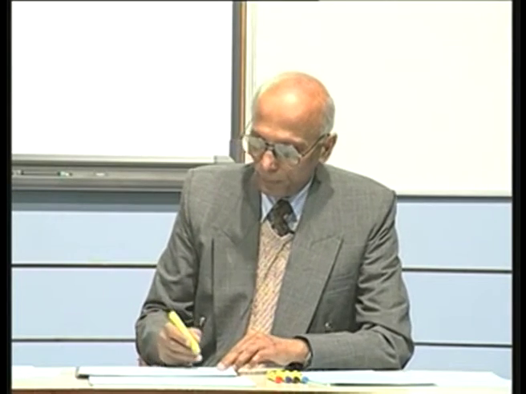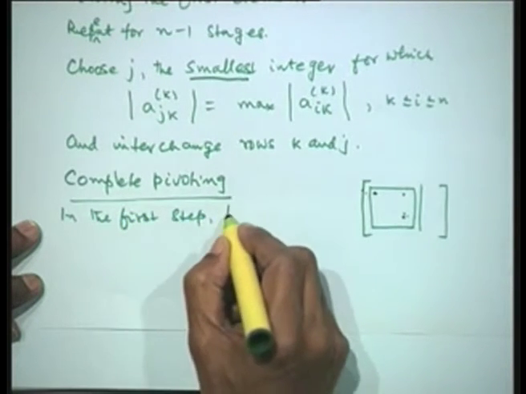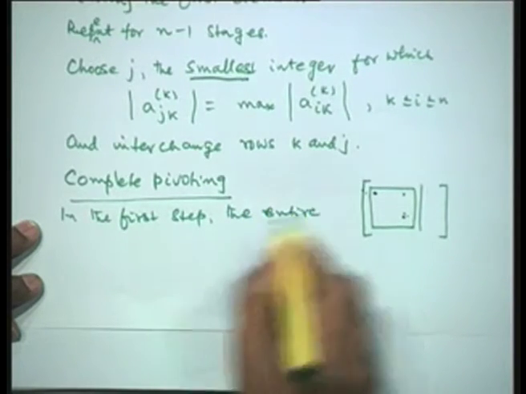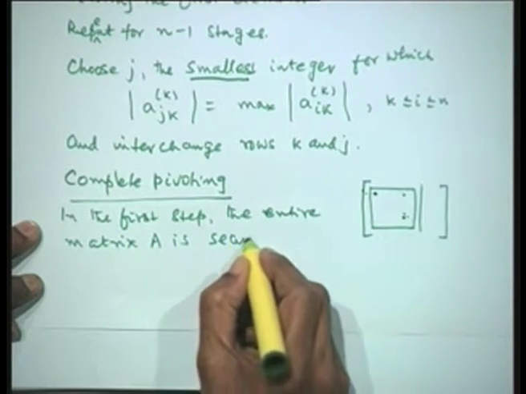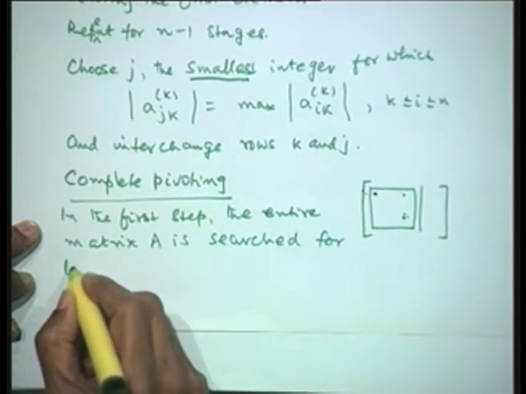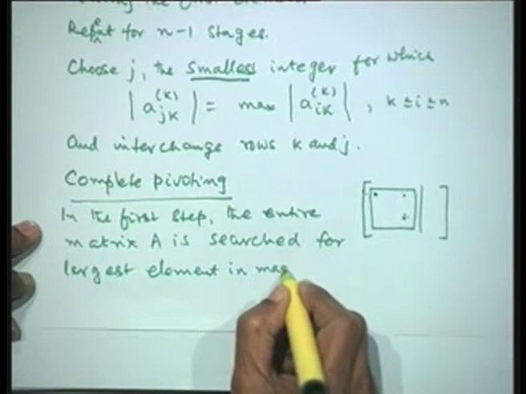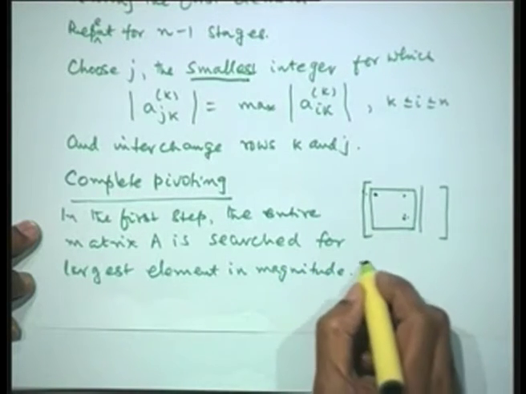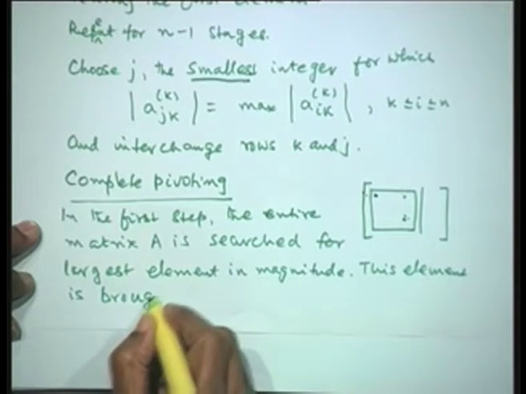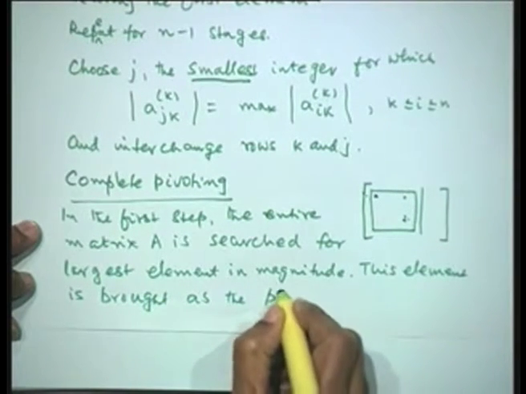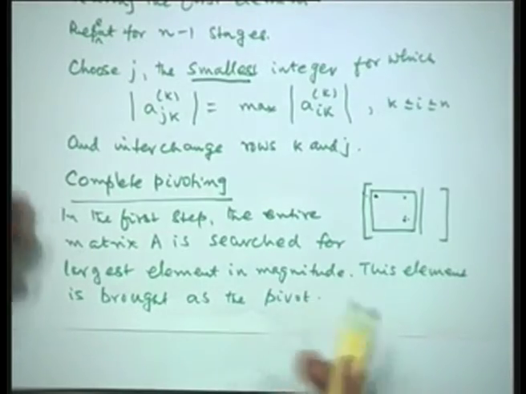So let me just write down the first step. In the first step, the entire matrix A is searched for the largest element in magnitude. This element is brought as a pivot.